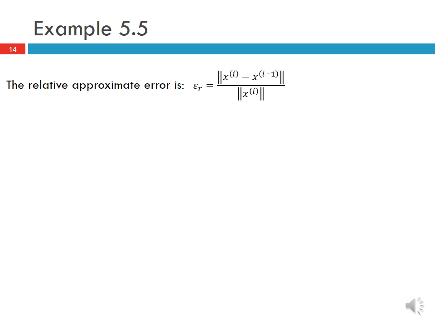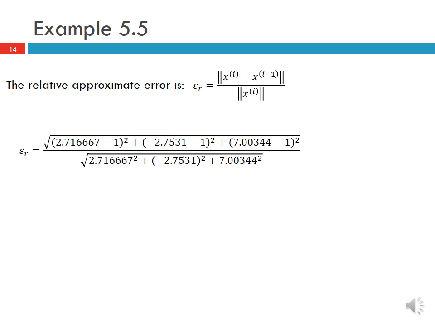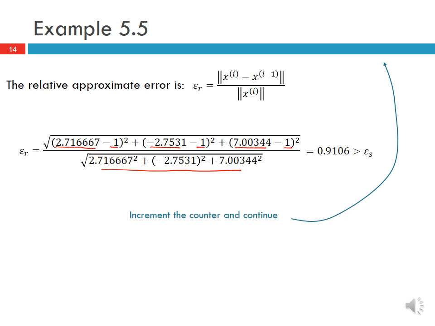So now we can find the approximate relative error using our definition here. So the approximate relative error for this estimate is our new values minus our old values divided by our new values. So the norm of x_i minus x_(i-1) divided by the norm of x_i. So this is equal to 0.9106, which is greater than our error threshold. So that means we increment our counter and continue. So we go back to the previous slide and update our estimate again using our forward substitution method.